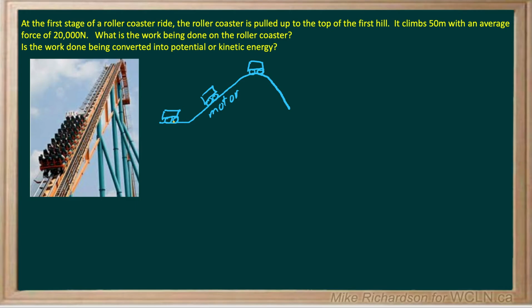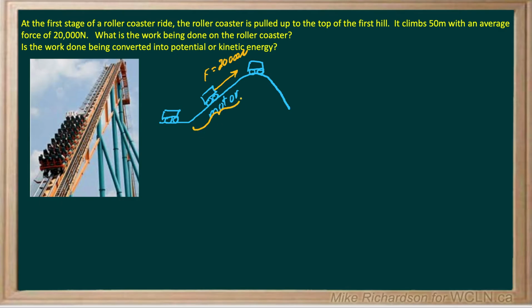Okay, here we've got a roller coaster, and it's at the first stage of a roller coaster where some sort of motor and chain drags it up to the first peak where gravity then takes over and the ride begins. The work being input is done by this motor. And it turns out the motor has to exert an average force of 20,000 newtons on that roller coaster while it climbs 50 meters.